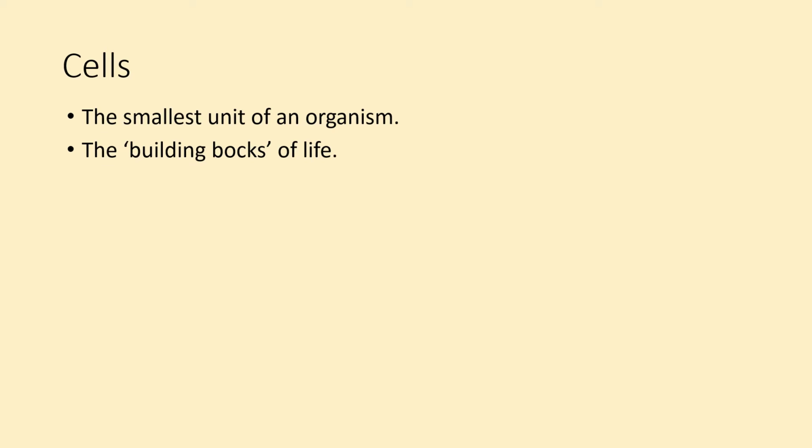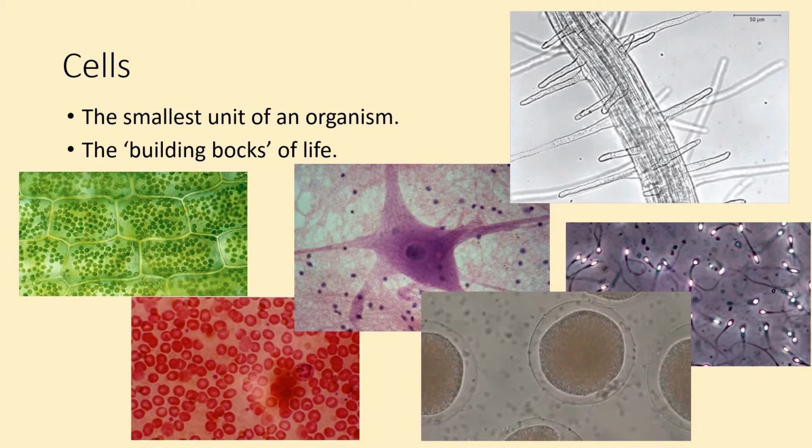And cells are the smallest unit of an organism, and they're also known as the building blocks of life. Here are some examples of cells seen using a light microscope, which is what this lesson is all about. These are all examples of specialized cells, and we'll be looking at them again in the specialized cells lesson. These are leaf cells, these are red blood cells, this is a nerve cell, this is a human egg cell, these are human sperm cells, and these are root hairs. And we'll come back to those, as I said, in the specialized cells lesson.